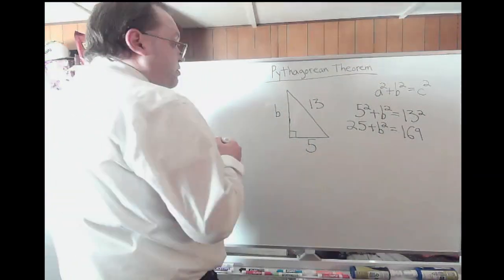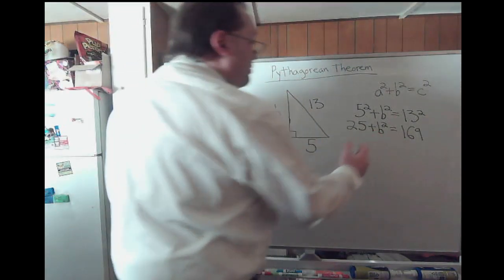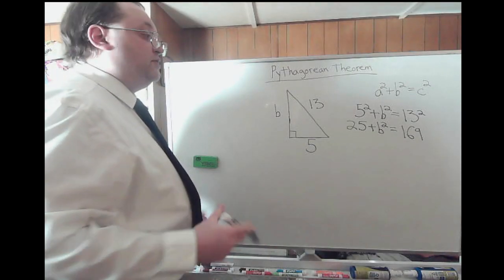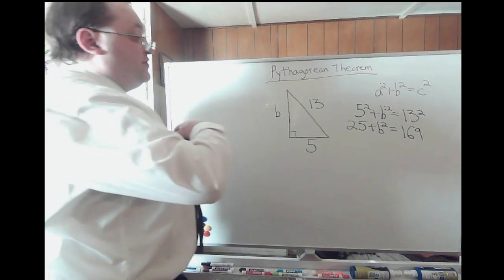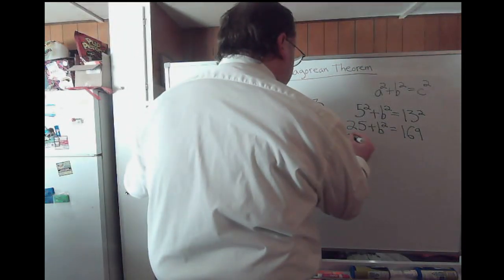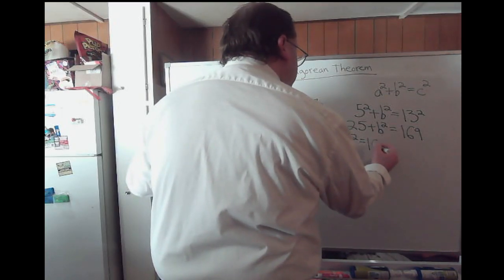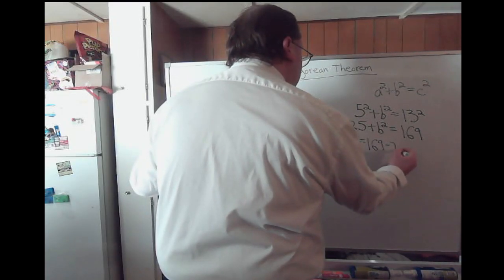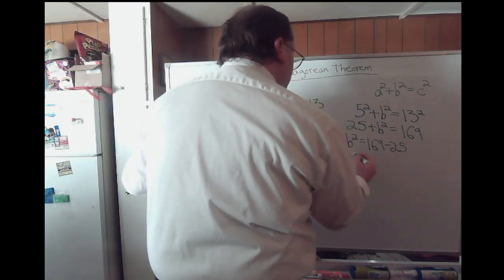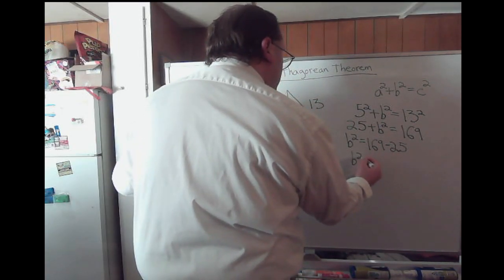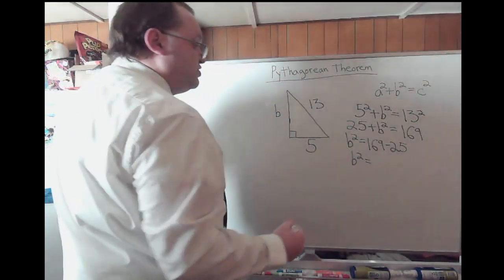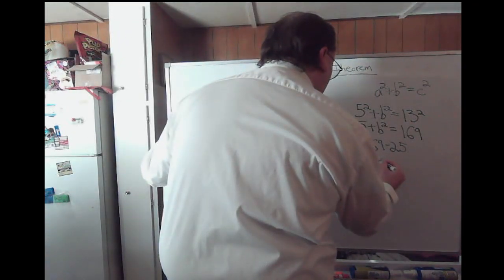Now, we have the variable b squared. We want to isolate that by itself. What you're going to have to do is subtract 25 from both sides. So if you do that, you'll get b squared by itself. That's going to equal 169 minus 25, that's 144.